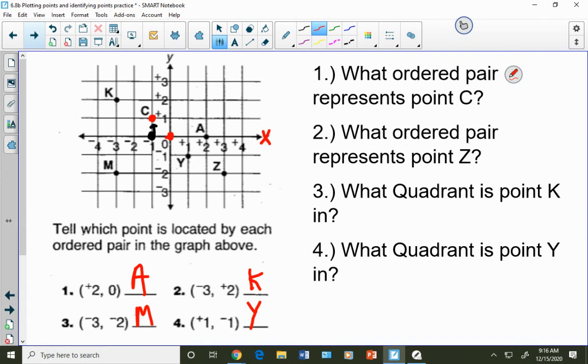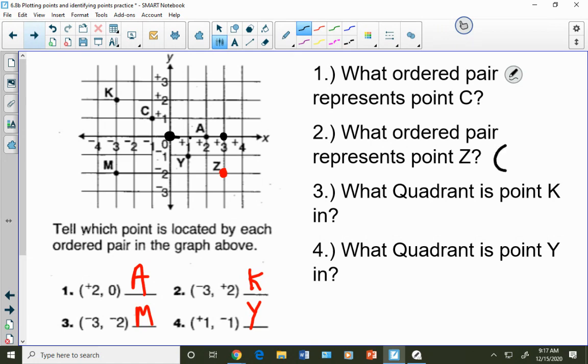Now, what ordered pair is where Z is located? Well, here's Z. How do I get to Z? Well, I start at the origin, and I have to go X. On X, do I have to go right to get to point Z or left to get to point Z? Well, I have to go right. If I go right on X, how many do I have to go till I'm over that point? 1, 2, 3. So +3.